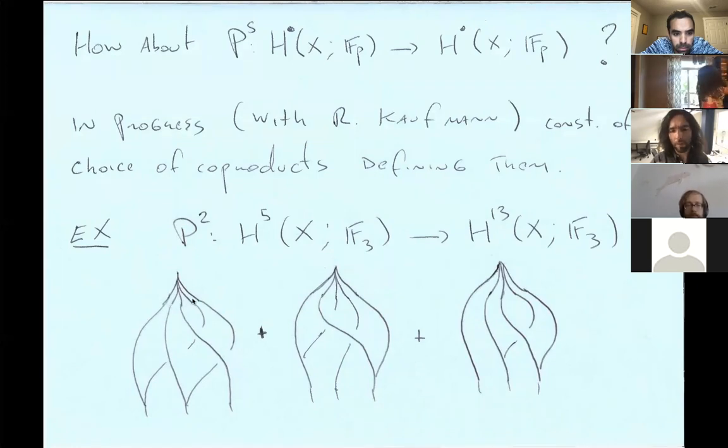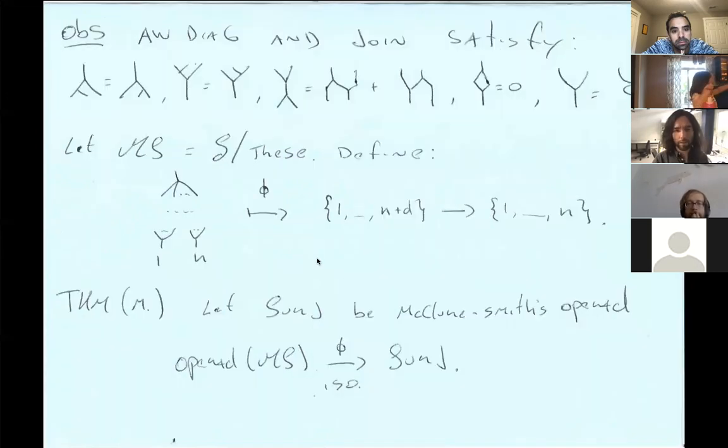I have 5 of them, and they're equipped with an order. So I can talk about the 1st strand, the 2nd, the 3rd, the 4th, and the 5th strand. And here in the outputs, we also have a total order. So we have the 1, 2, and 3. So I can just represent the image. If this was a function, 1 goes to 1, 2 goes to 2, 3 goes to 3, 4 goes to 1, and 5 goes to 2. So I could represent each of these guys just as a sequence of numbers, and in fact, as a surjection. And this is the map that we have here.